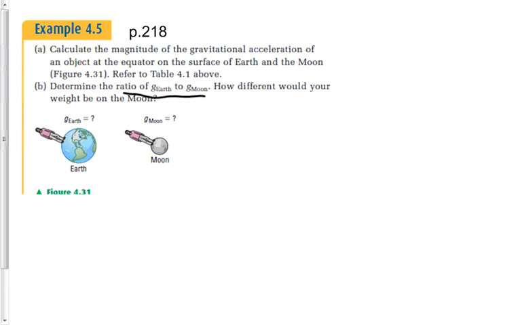We've got to get g for the Earth. We've got to get g for the Moon. Then we're going to divide them, just like we divided my age by your age and got a ratio of 2.